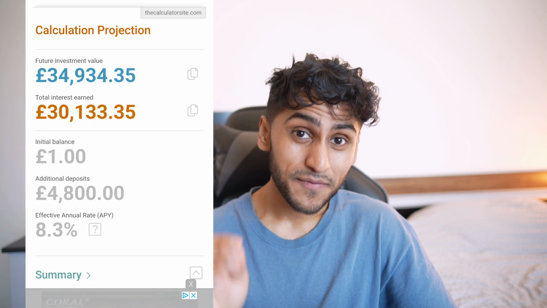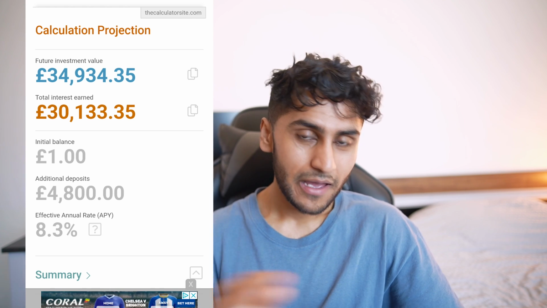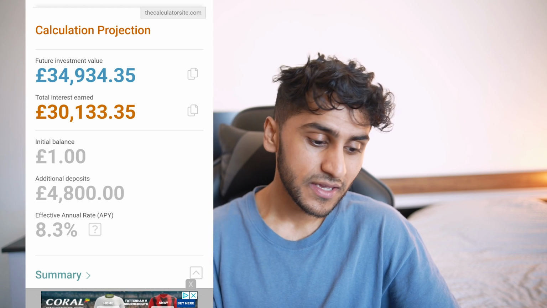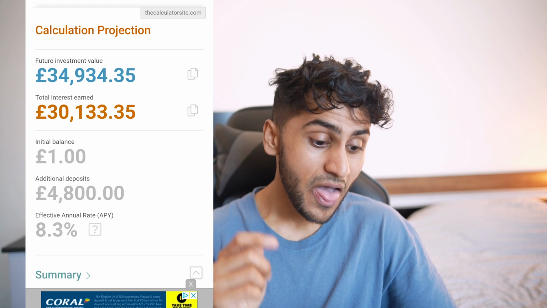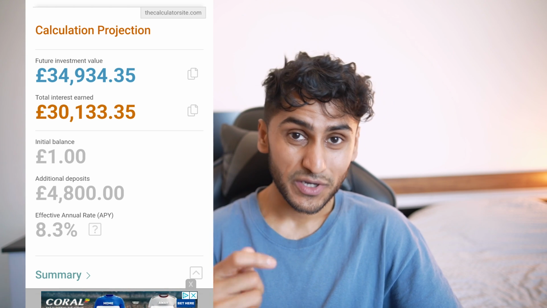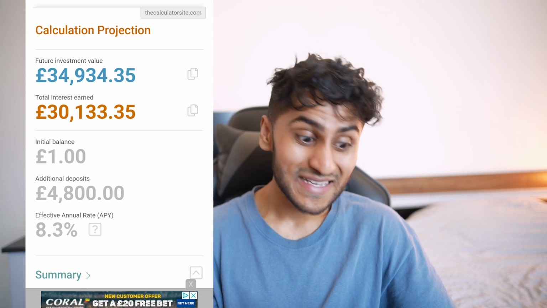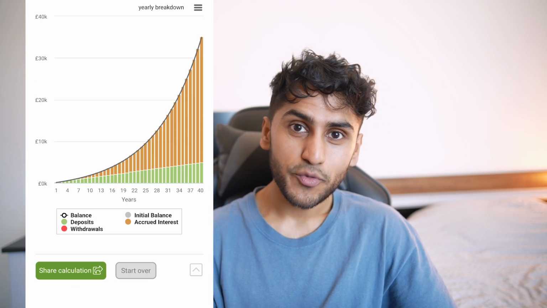As you can see, if we actually just saved £10 a month for 40 years, putting it in a bank account, we would have £4,800. However, if we had invested into the stock market, we would have around £34,000. So this is an interest of around £30,133 of basically just free money, which is over 6 times what you deposited, showing the true power of compound interest over a specific amount of time.